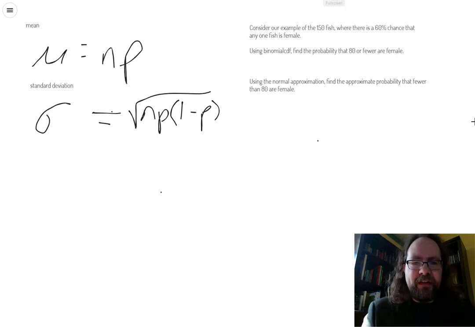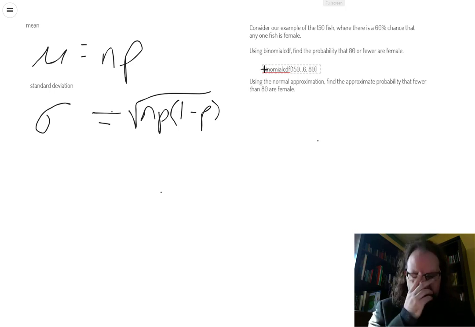So this is just like we've done with binomial distributions, just a review of that. So I know that in order to do this, I'm going to need binomial CDF. And my first entry is my number of trials, which is 150. My probability is 0.6. And the upper bound of what I want to find the probability of is 80. And I know that this will find the probability for me for up to 80 of the fish being female.